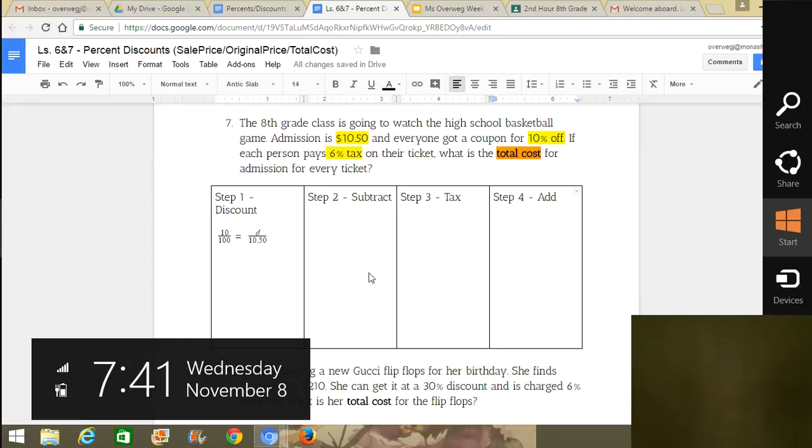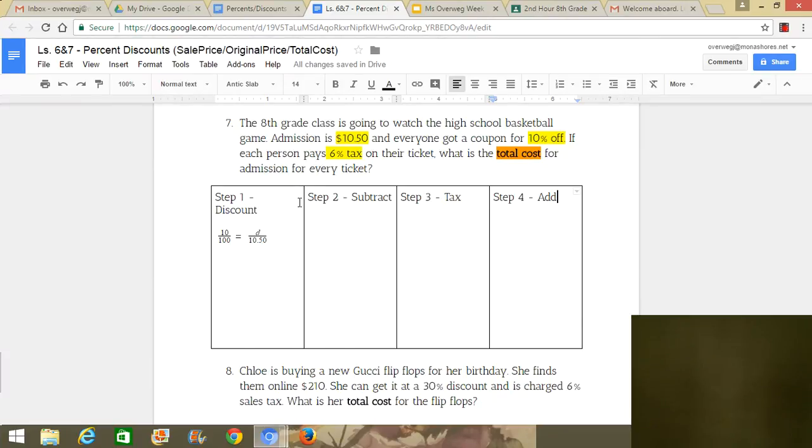Remember for now, totally ignore the 6% tax, okay? We're just focusing on the first 2 numbers. So we have our item price of $10.50. That's the cost of a ticket to be admitted to the game. And we have our coupon for 10% off. So let's go down here. I want you to make a fraction.